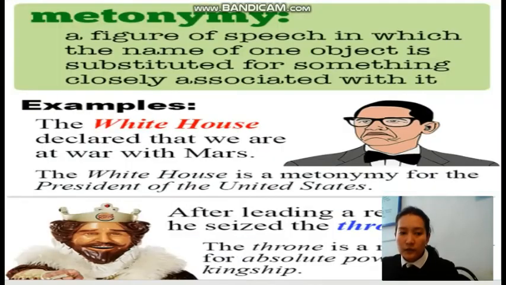Dальше. The next is metonymy. Metonymy is a figure of speech in which the name of one object is substituted for something closely associated with it. Examples of metonymy. "The White House declared that we are at war with Mars." The White House is a metonymy for the President of the United States.